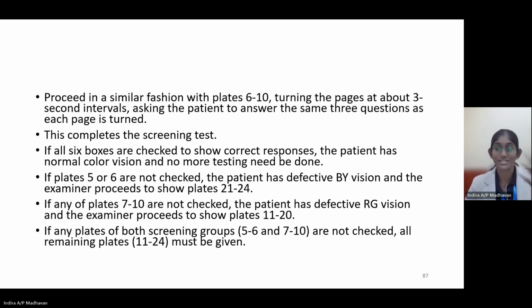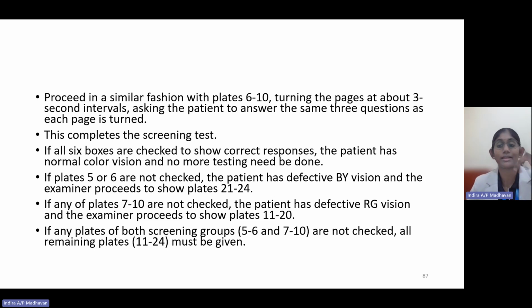You can just stop. If the patient makes a mistake on plate number 5 and 6, that's when you skip other tasks and move straight to 21 to 24, to detect blue-yellow deficiency. If any of the plates from 7 to 10 are not checked, the patient has defective red-green vision. So it is very easy.